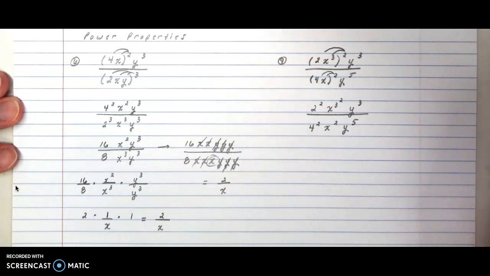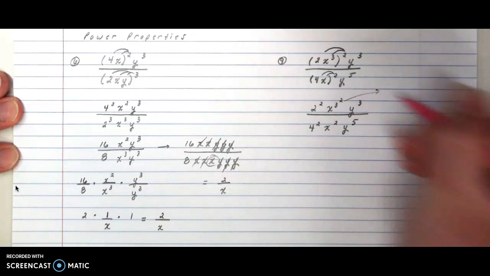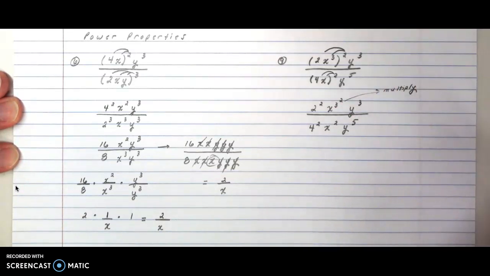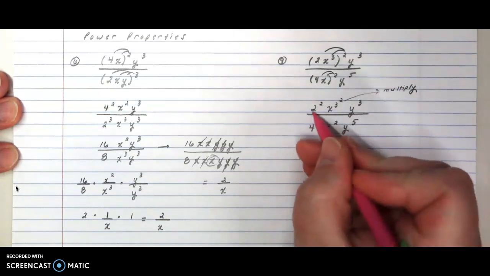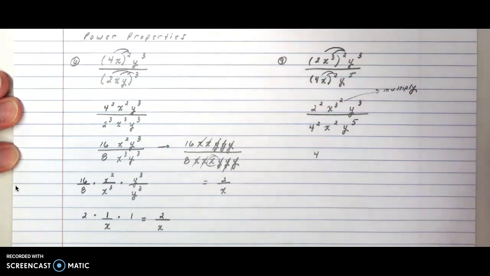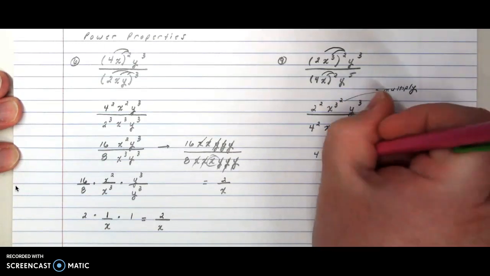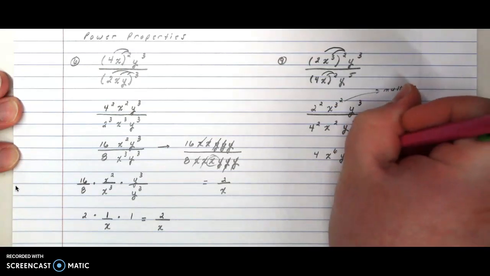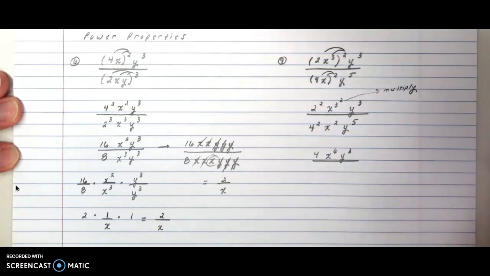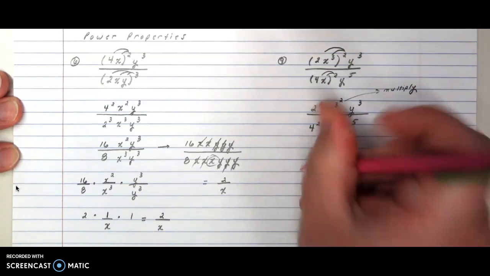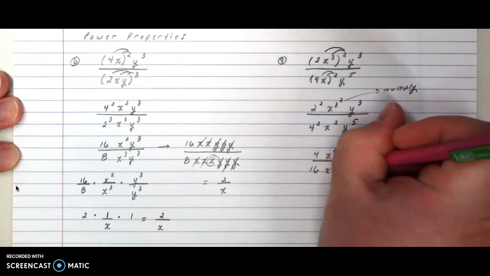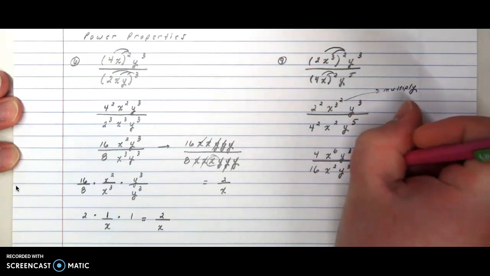Now this introduces a new concept because here we have a power to a power. And we need to remember that when you have a power to a power, you multiply. So this is really going to be, well, 2 squared is 4. X cubed squared is really x to the 6th power. And then we have y cubed over 4 squared, well, that's 16. And then the other two come along, x squared, y to the 5th.